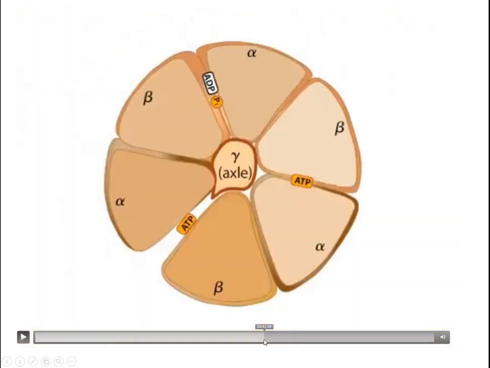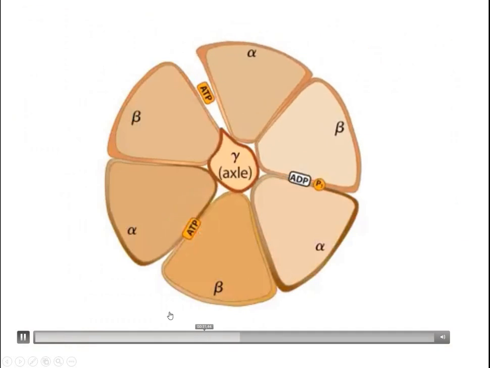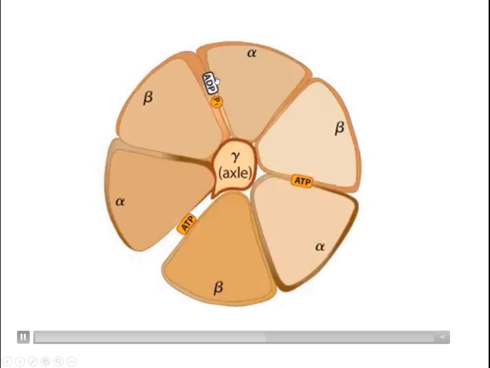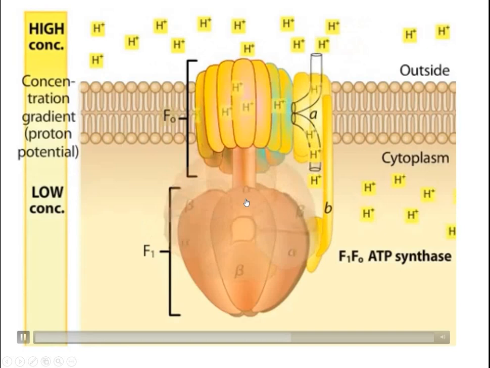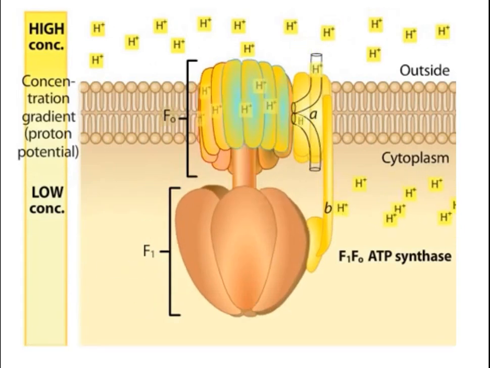Let's look again. ADP is kept by alpha subunits, then the gamma subunit is turned around, and a phosphorus residue is added to the ADP and ATP forms.